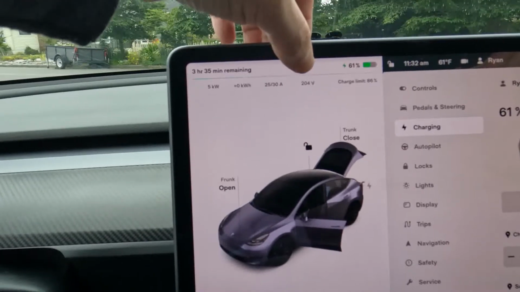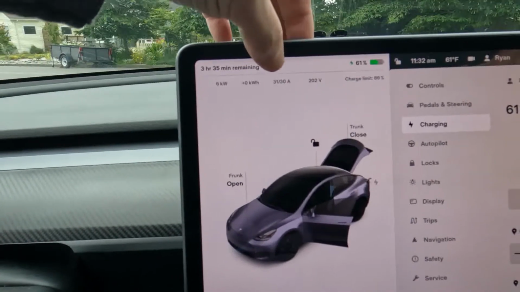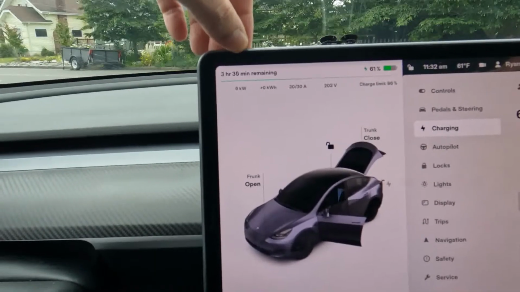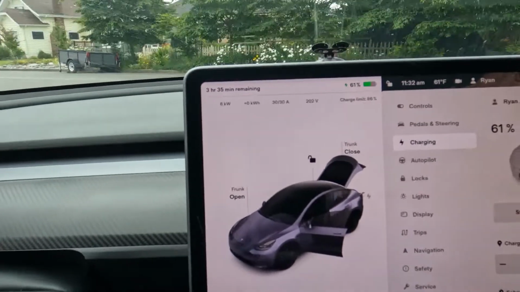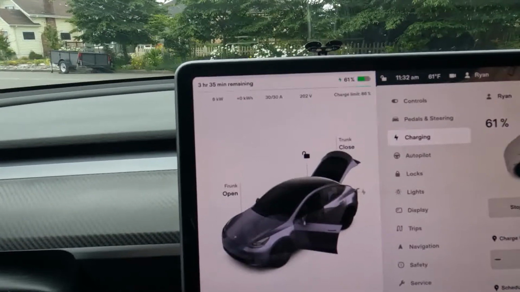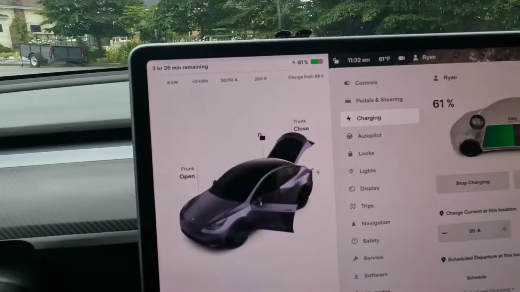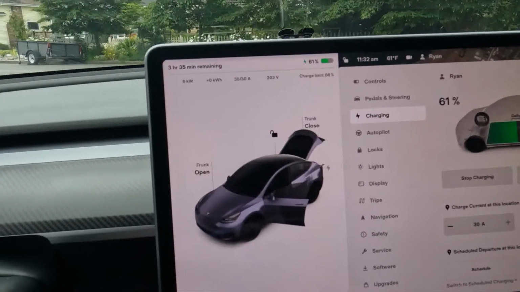We're at 208, 204, about 30 amps, and we've got about 3, 3.5 hours remaining to charge. So I was even charging faster on the level 2 EVSE equipment that I had at home than I am here at a public charger, but we're not going to complain about free juice, right?